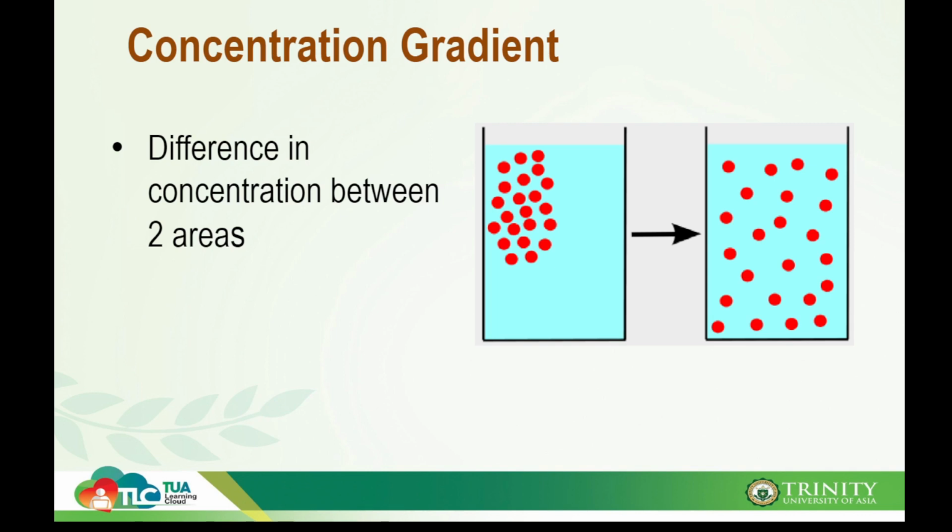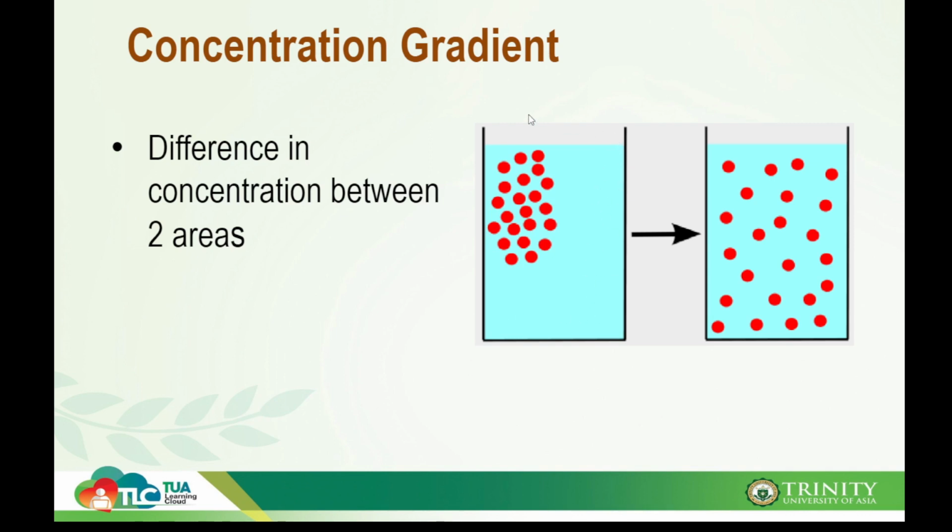So the concentration gradient means that there is a difference in the concentration between two areas. I want you to follow my pointer here. We have here a jar of water. And in one side of that jar, we place, let's say, coffee granules. So the coffee granules are concentrated on this area. And because of that, we were able to create a concentration gradient, an area of higher coffee granule concentration and an area of lower coffee granule concentration.